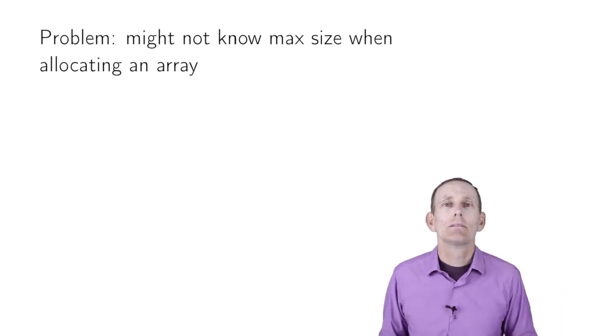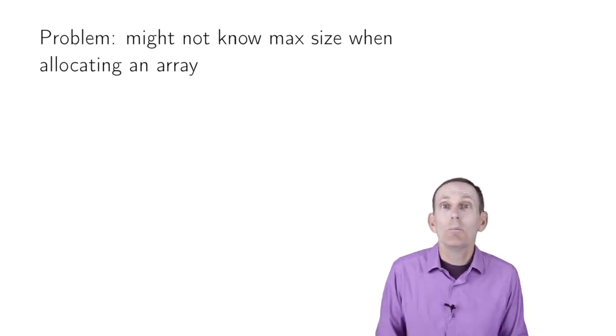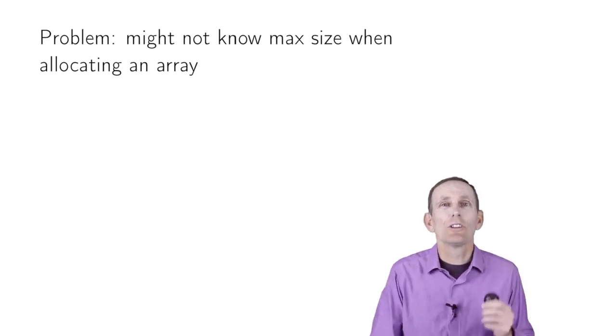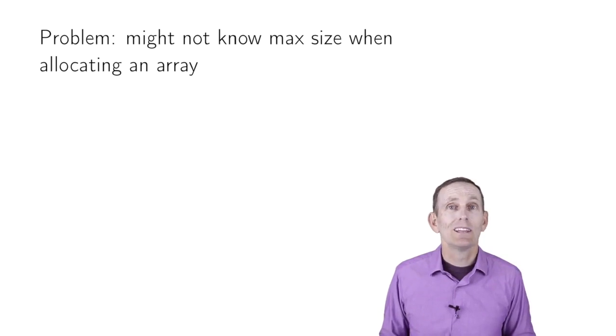The problem is, what if you don't know the maximum size at the time you're allocating the array? Okay, simple example, you're reading a bunch of numbers, you need to put them in an array, but you don't know how many numbers there'll be. You just know that there'll be some mark at the end that says we're done with the numbers. So how big do you make it? Do you make it 1,000 big? But then what if there are 2,000 elements? Make it 10,000 big? But what if there are 20,000 elements?